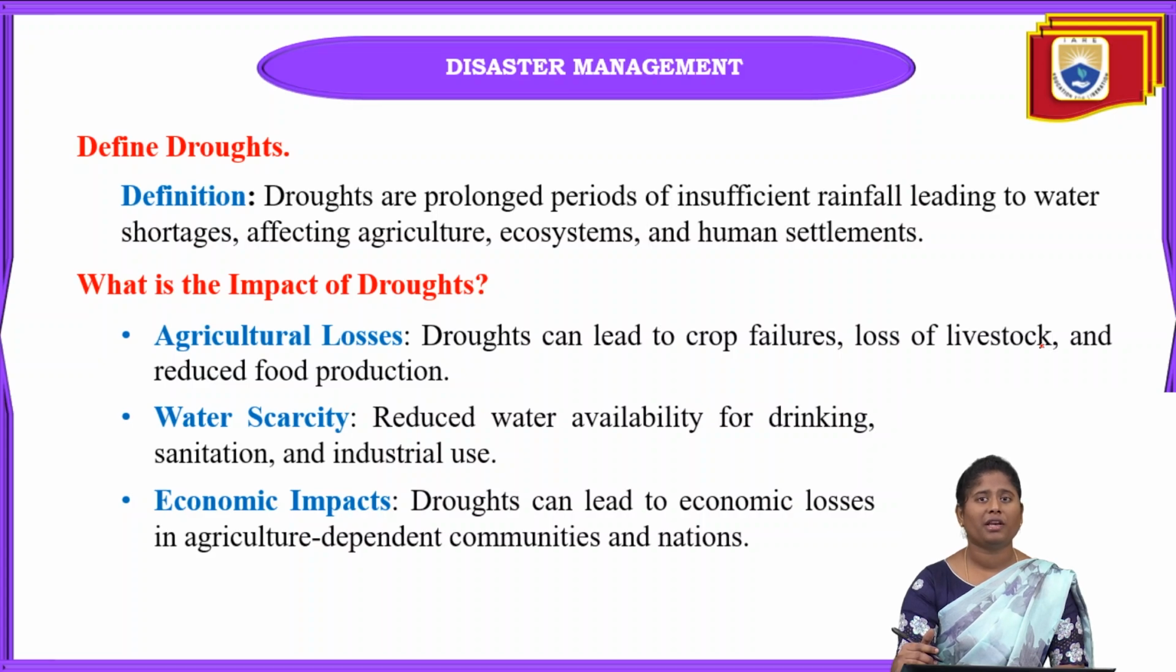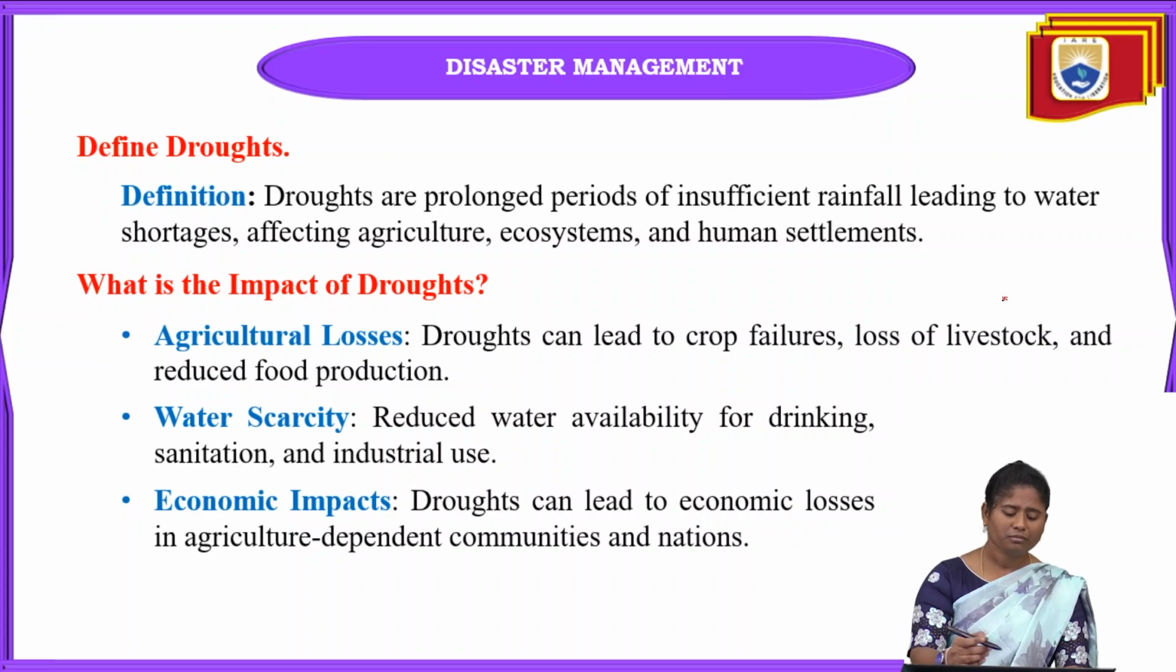Next one is water scarcity. In water scarcity, when there is no water because of less rainfall, there will be a reduction of water availability for drinking, sanitation and also for industrial use. If there is no water, that will impact the growth of industries also.